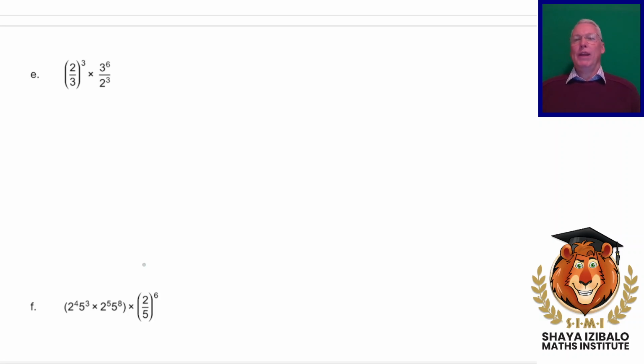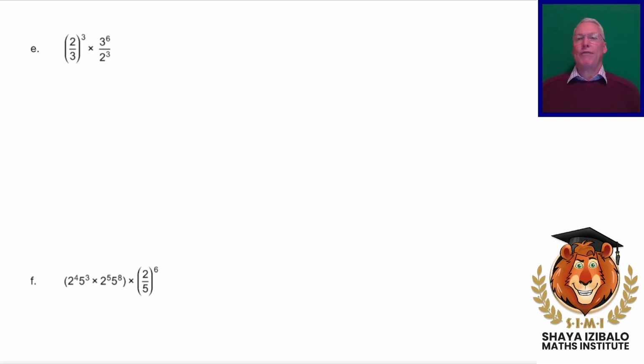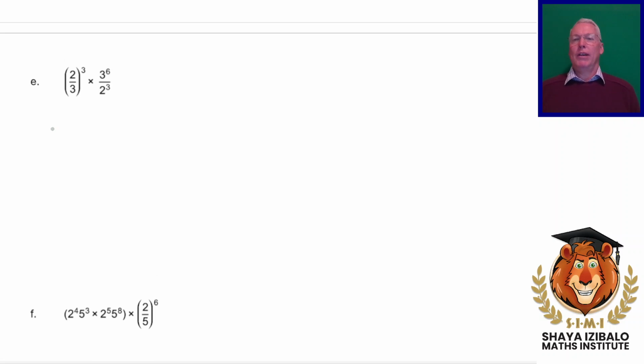Okay, now what happens when we've got a fraction raised to a power? Which part of the fraction gets the power? That's right, both of them do. So our answer here is going to be 2 to the 3 divided by 3 to the 3. Now we're multiplying by 3 to the 6 and 2 to the 3.